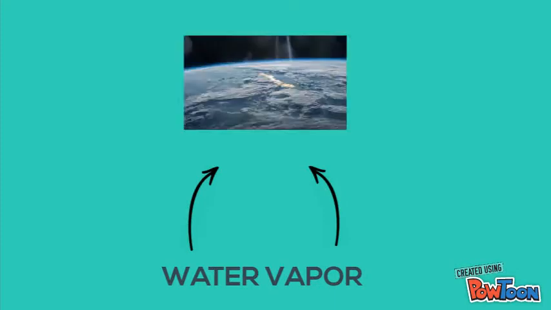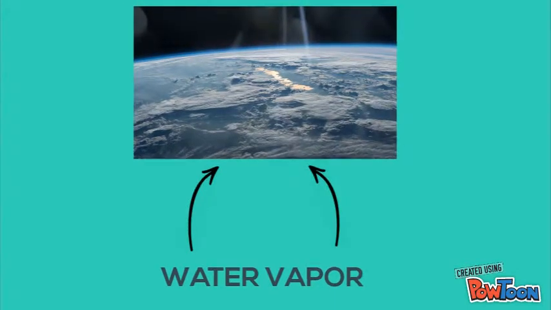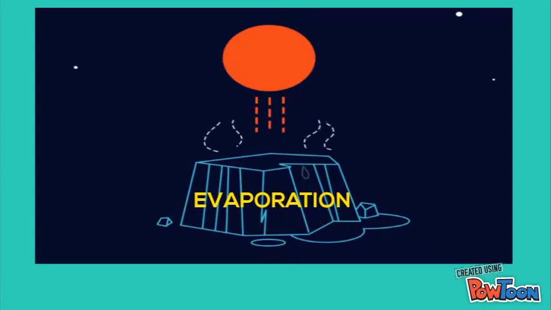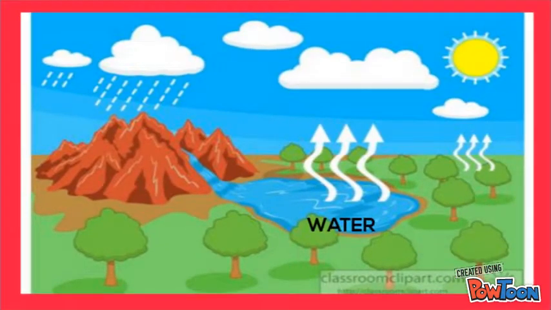Water vapor then gets into the atmosphere through a process called evaporation. This then turns the water that is at the top of the oceans, rivers, and lakes into water vapor in the atmosphere using energy from the sun.